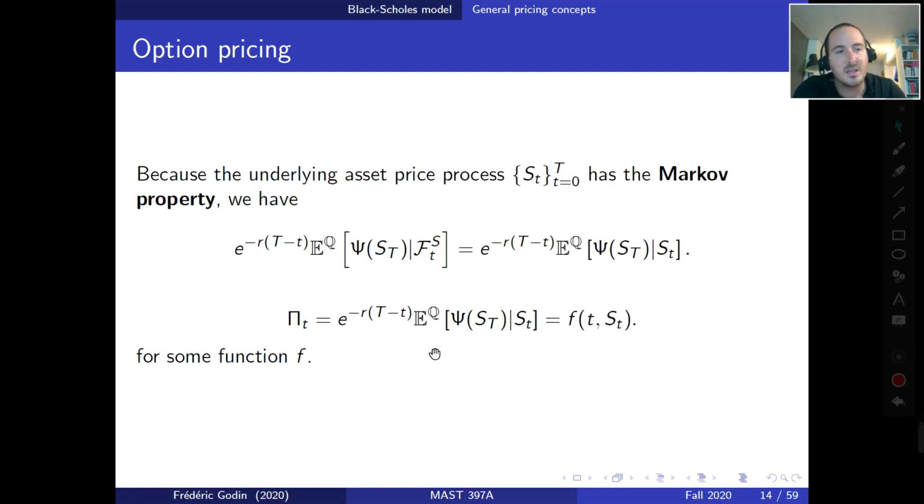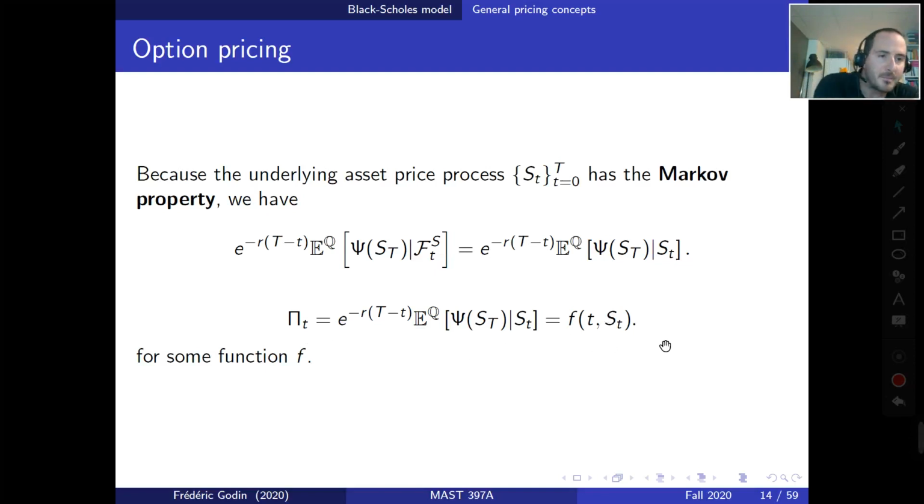And here, this conditional expectation, again, we haven't studied properties of conditional expectations, but it's possible to show that this conditional expectation is a function of two parameters. It's a function of time, of course, because when time small t varies, this quantity will vary, but it's also a function of the stock price.